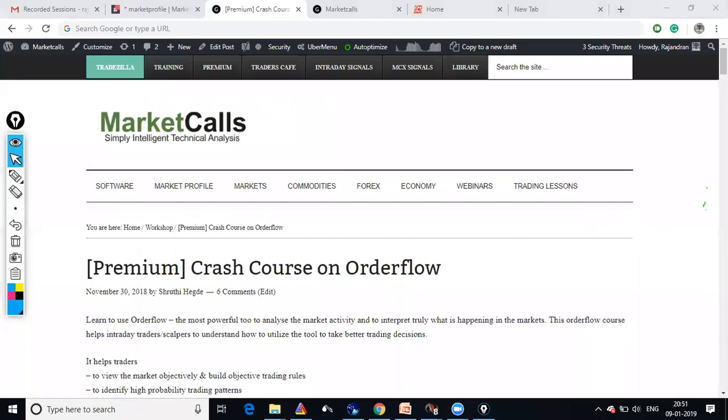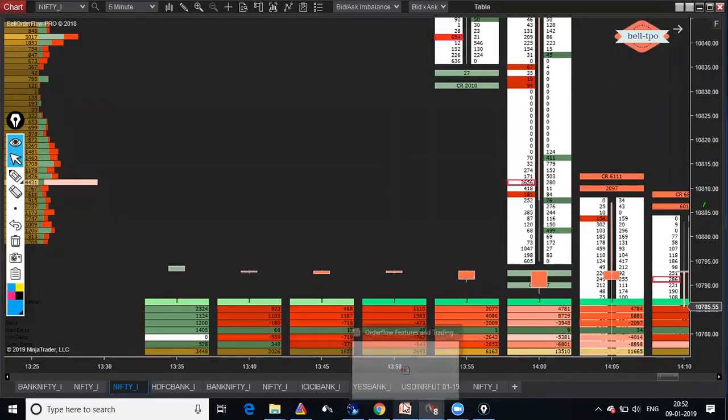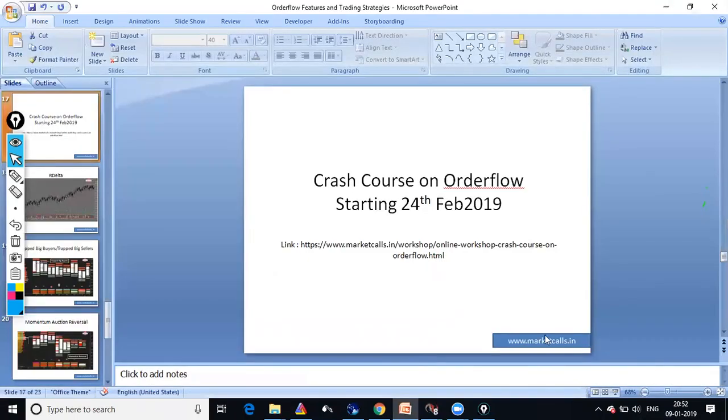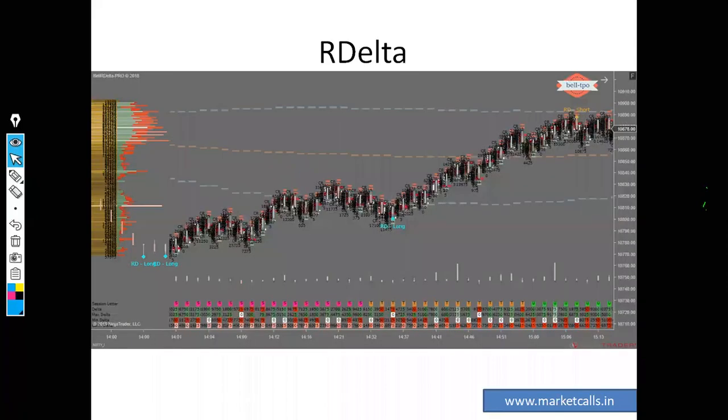So we'll be talking about some 8 to 10 strategies in the order flow section. We'll be covering end to end how you'll be dealing with order flow charts. This is one of the trading strategies, R delta. It's an add-on to order flow, and it talks about where the momentum exhaustion reversal is happening.